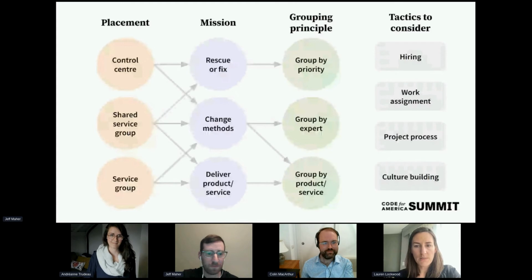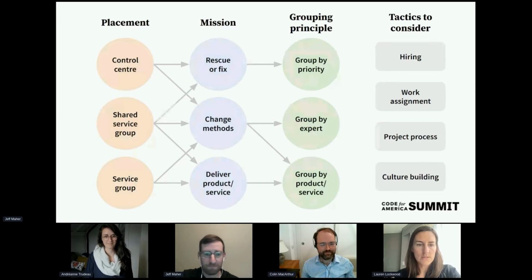So this map is one that we found helpful. The lines represent patterns that we've talked about today in terms of what seems to work best under different models, and the types of interactions that we've seen the most success with. And with that, I'll pass it back to Colin to close this out.